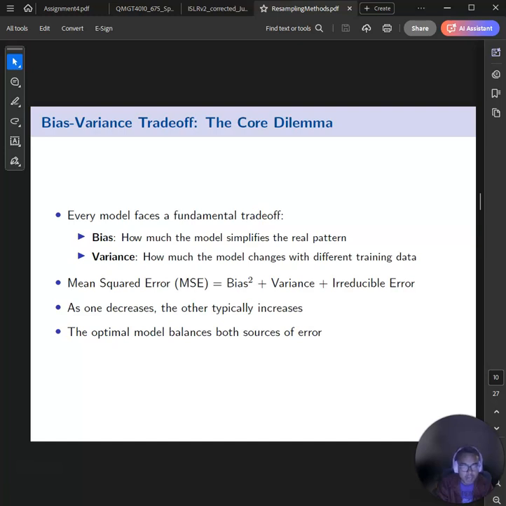The two errors combine to form our overall prediction error. In mathematical terms, we can write this as mean squared error equals bias squared plus variance plus the irreducible error. The tricky part is that as one source of error decreases, the other typically increases. As we make our models more complex, bias tends to decrease, but variance increases. This is the fundamental trade-off in statistical learning. The optimal model is one that balances both sources of error, finding that sweet spot where the total error is minimized.